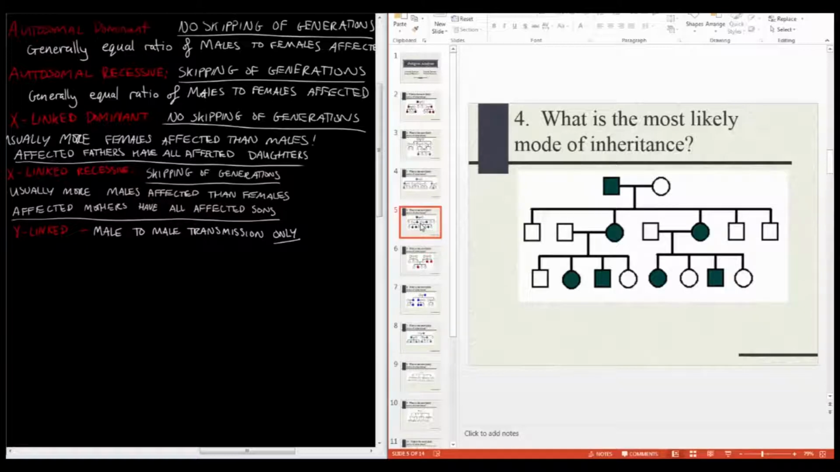And then for this one, dominant because it appears in every generation, there is no skipping. 1, 2, 3 males affected, 1, 2, 3, 4 females affected. Usually for an X-linked dominant trait, there are more females affected than males, although this isn't a clear difference between the two. It's fairly close, but any affected father will have all affected daughters, and this affected father, all of his daughters are affected, so this would most likely be an X-linked dominant trait.